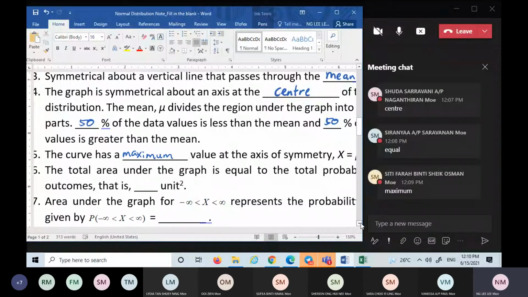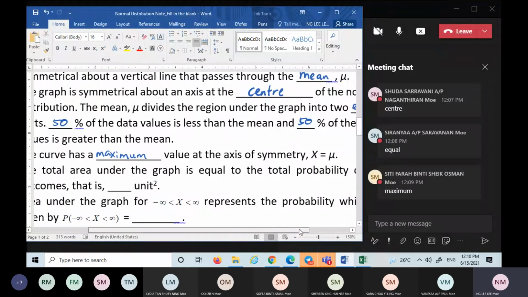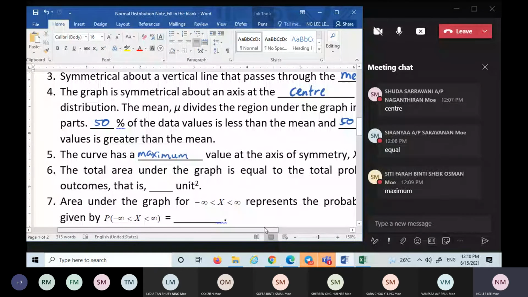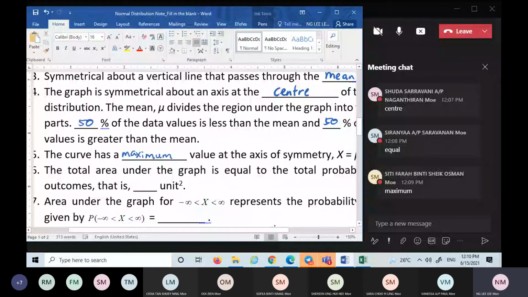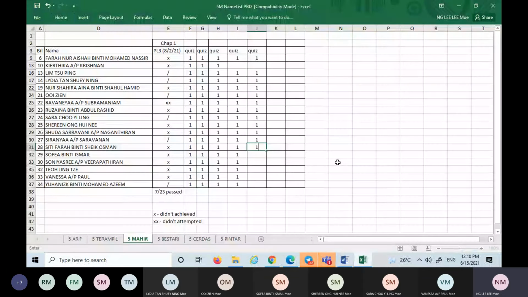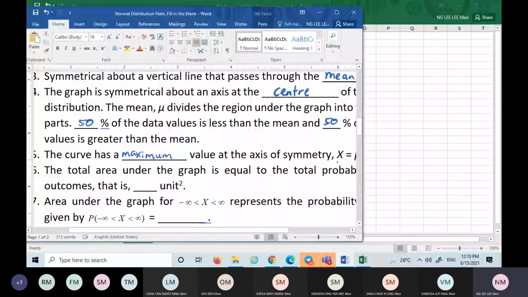The total area under the graph is equal to the total probability of all outcomes. That is how many units squared? Next is Sophia. 1. 1, very good. So this is very important. You remember the total probability for all outcomes is 1. The total area under the graph also is 1 because the area under the graph represents the probability.